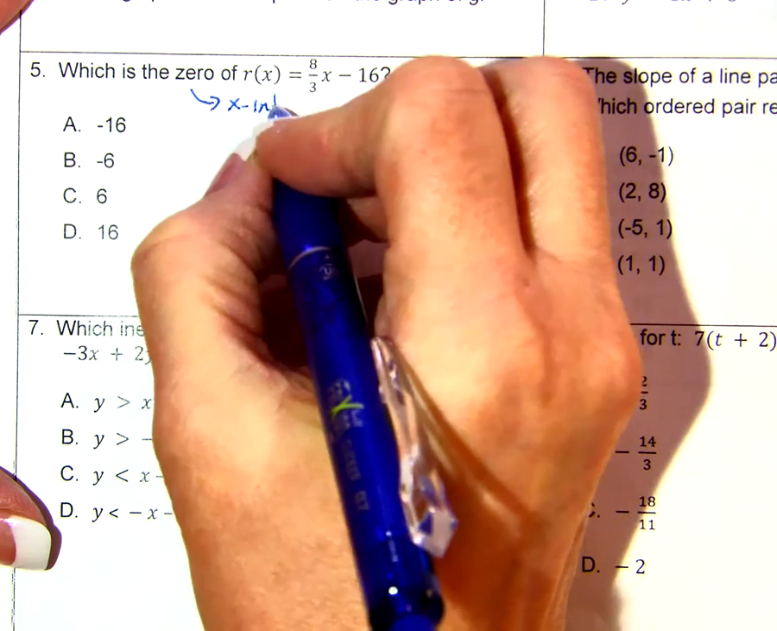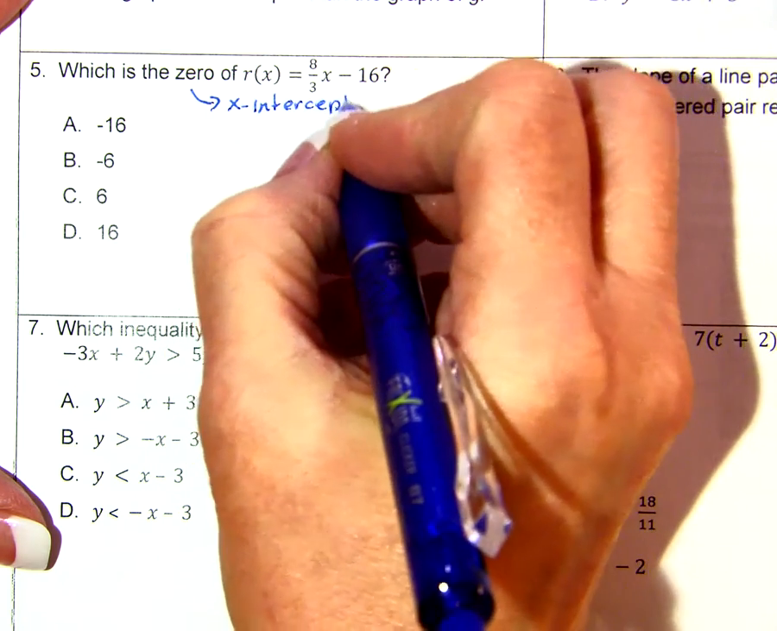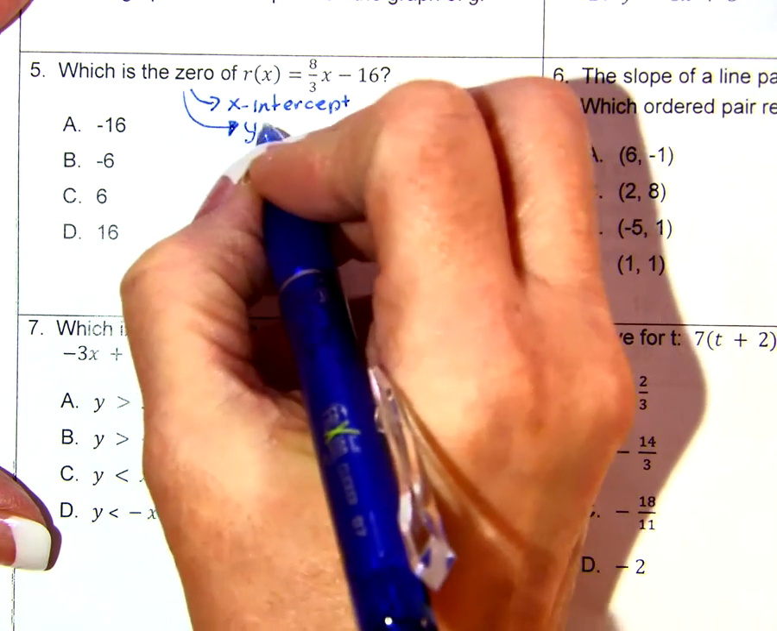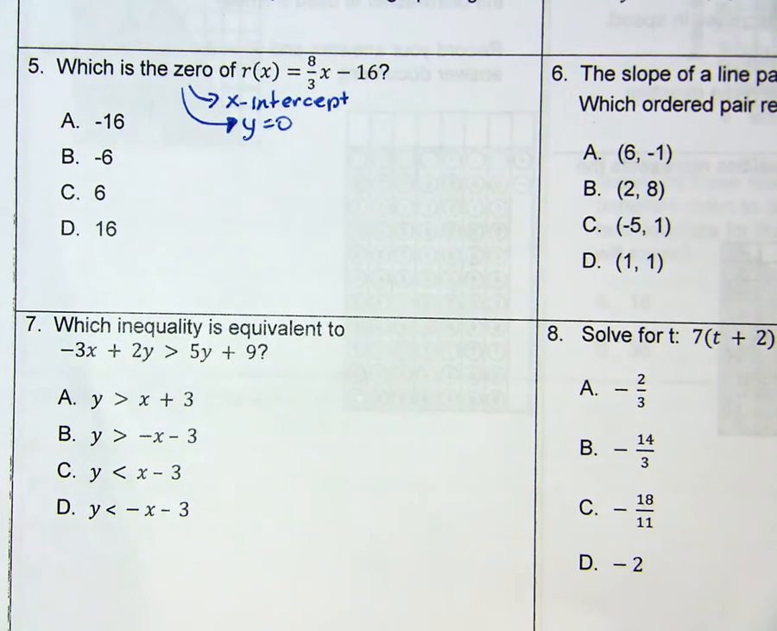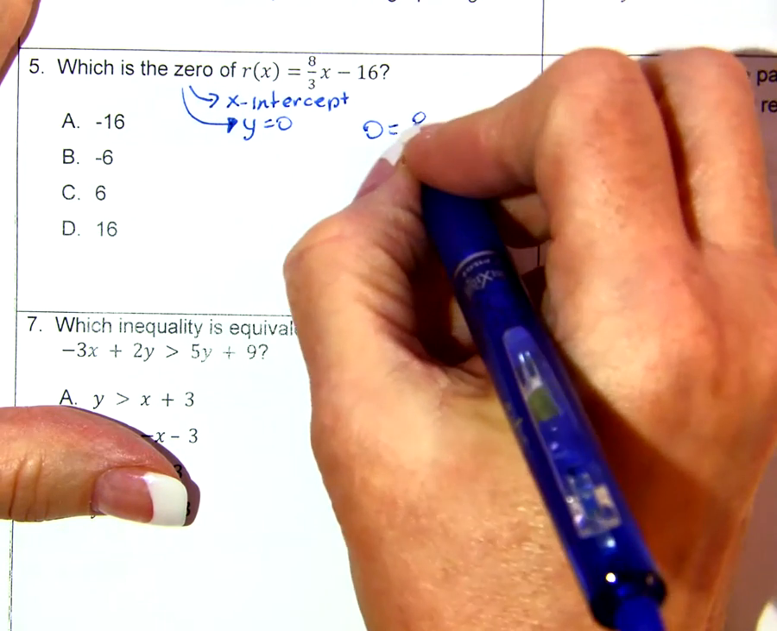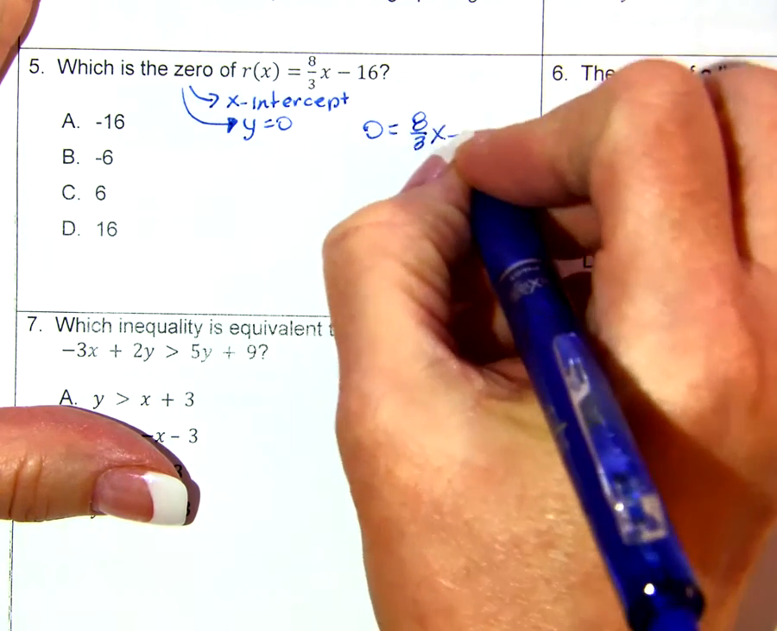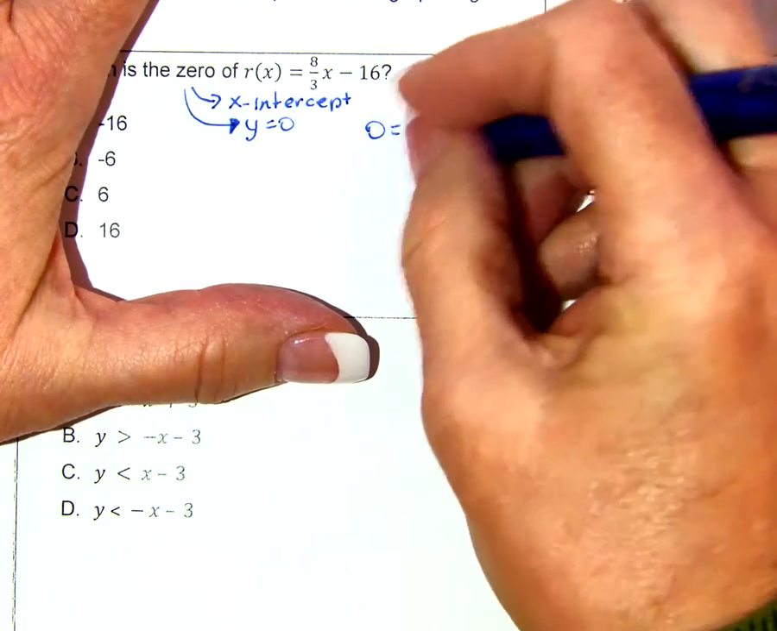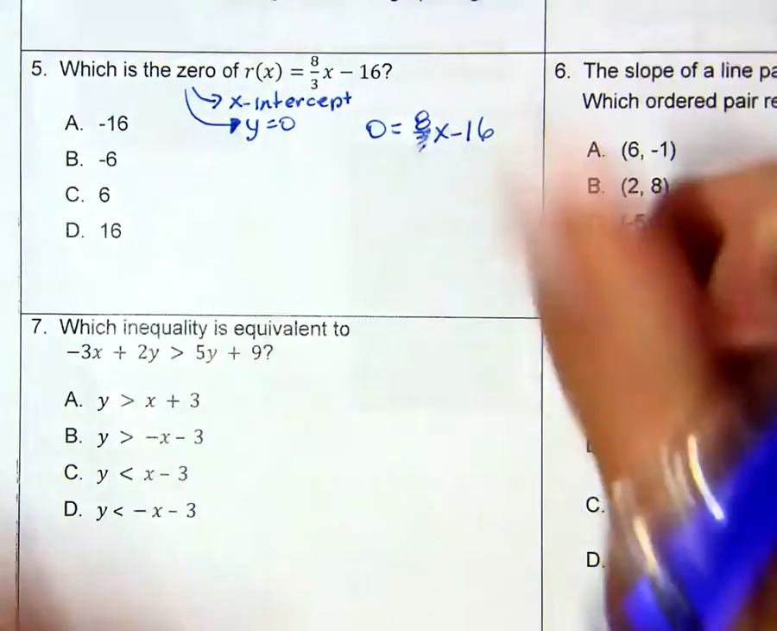We could call it the x-intercept, or we could also call it when y equals 0. So when does r of x equal 0? Which basically means 0 equals 8/3 x minus 16. So the easiest way to do this one is going to be in the calculator.